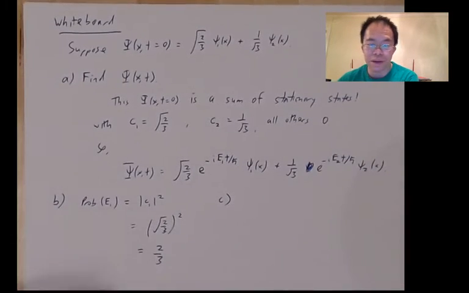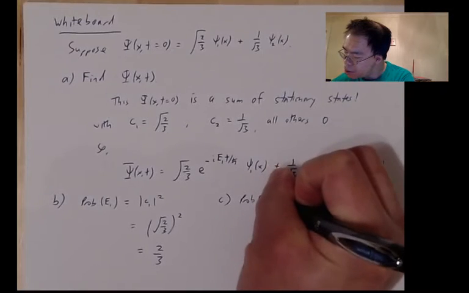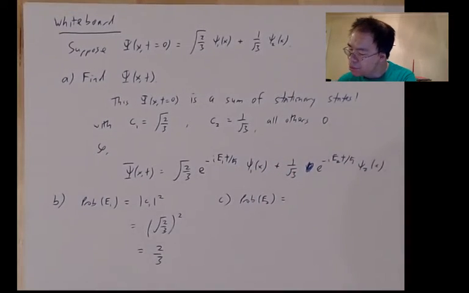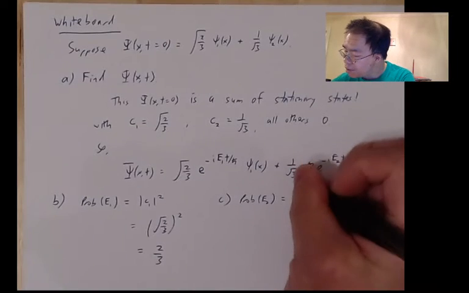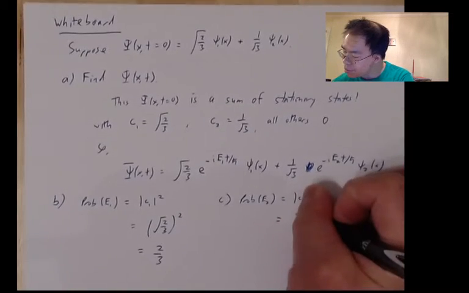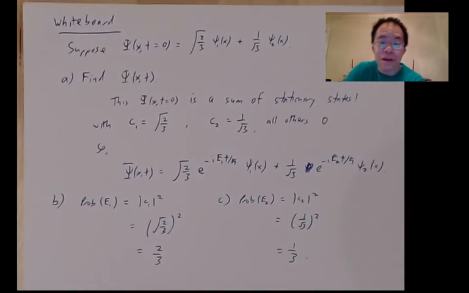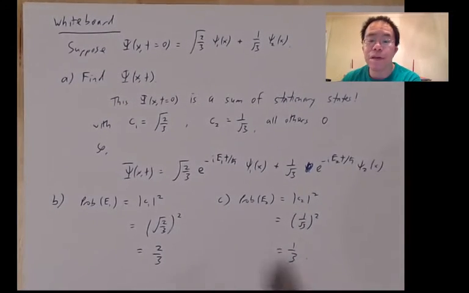In a similar way, the probability that the energy is measured to be E2 is c2 modulus squared. And that is also pure real, so we have 1 over root 3 squared, or 1/3. Notice, by the way, that the probabilities sum up to 1, just like we would expect for a well-behaving probability.